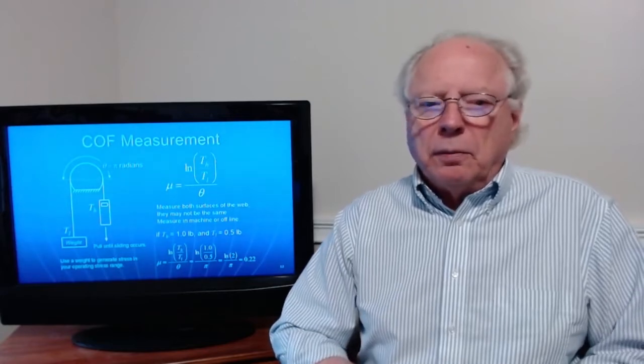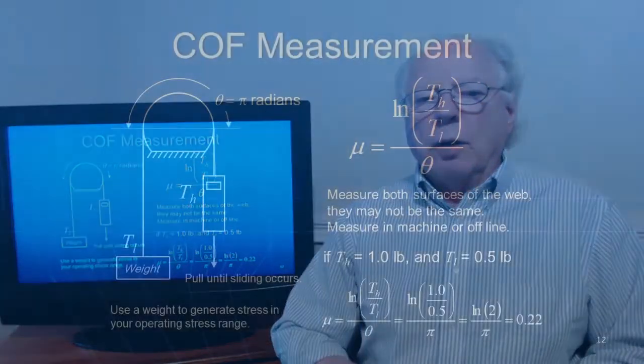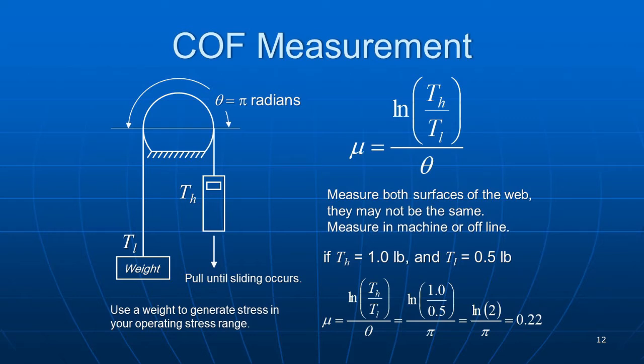This shows a typical by hand test where we have a non-rotating surface, a web wrapped around it, and if you allow gravity to do its job, you get 180 degrees of wrap or pi radians of wrap. We have a low tension, TL, hanging on one side of the web, just a weight, any weight, that puts the web at approximately the same stress levels you see online. And then on the other side of the web, we have a force gauge, TH. As you pull on the force gauge and slowly slide the web over the surface, you're measuring TH against the hanging weight, TL.